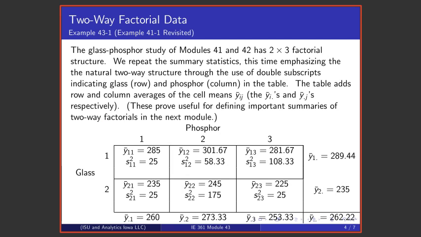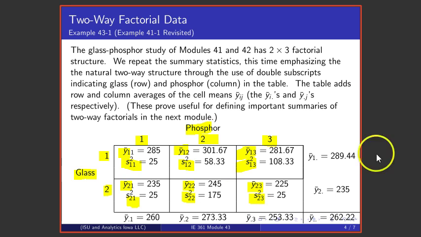The glass-phosphor study that was looked at in modules 41 and 42, there are two glasses, glass 1 and glass 2. There are 3 phosphors, 1, 2, and 3. That example, we treated it originally as if there were 6 different ways to make television tubes, but those 6 different ways to make television tubes organize themselves naturally into 2 rows and 3 columns. Here, what I've recorded are sample averages for each of those ways of making television tubes and sample variances for the data that were associated with those 6 different setups.